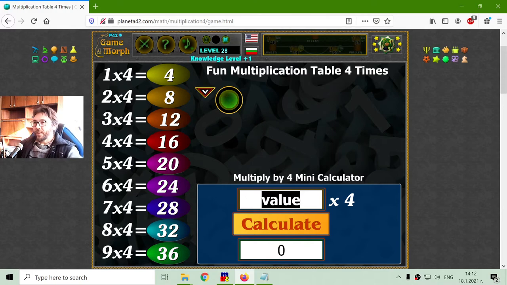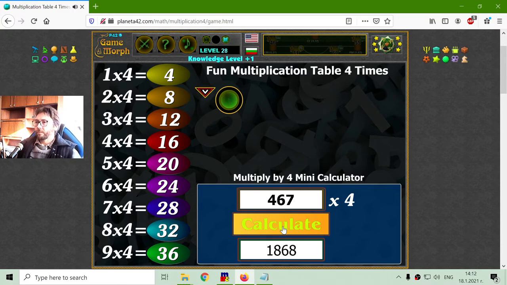And let me test the mini calculator, where I can calculate bigger numbers than 10 with a factor of 4. Calculate, that is 224. Let me make a bigger one. Bigger. Okay, it's working.